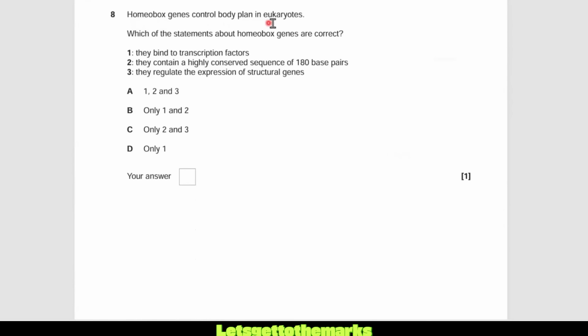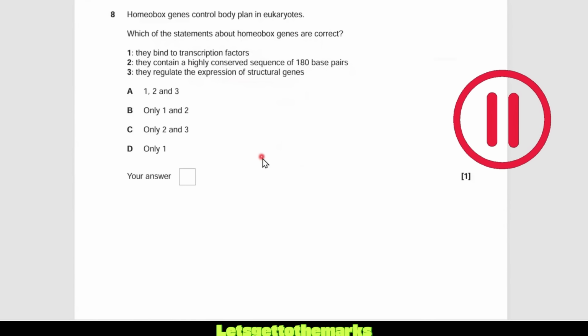Homeobox genes control the body plan in eukaryotes. They're the things that make sure you have 2 arms, 2 legs, etc., and 1 head. Which of the statements about homeobox genes are correct? They bind to transcription factors. They contain a highly conserved sequence of 180 base pairs. They regulate the expression of structural genes. So why don't you pause the video and have a go?